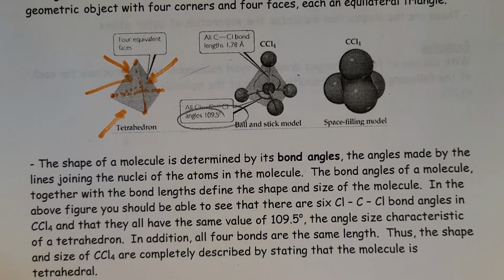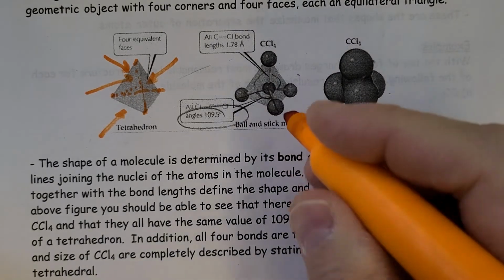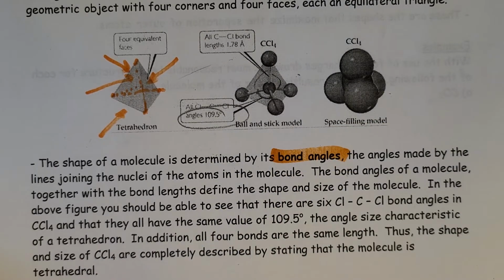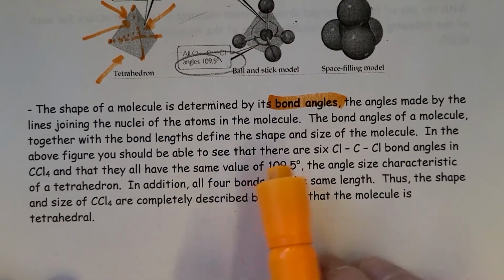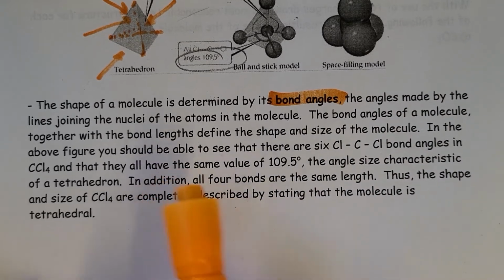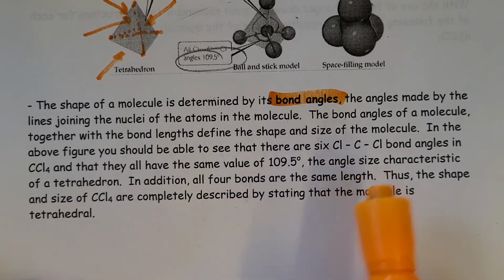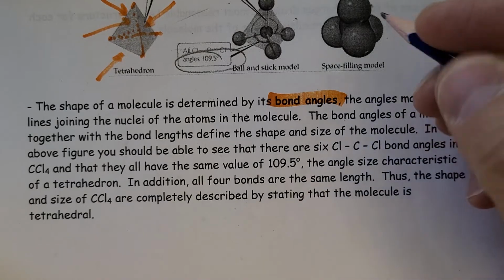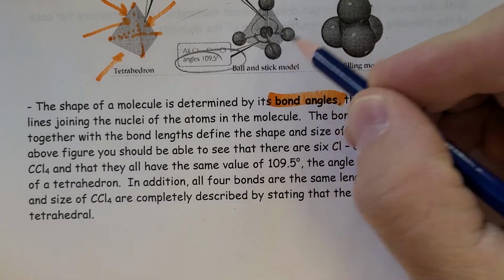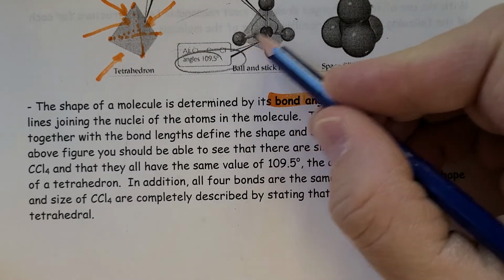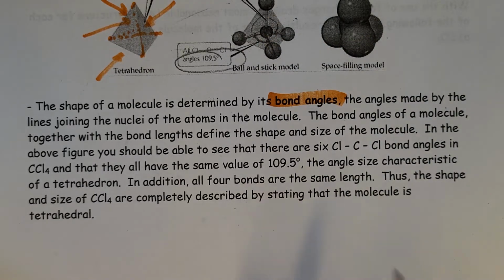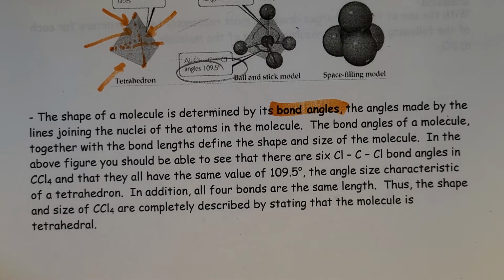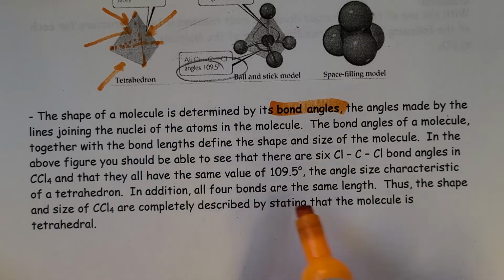The shape of a molecule is determined by its bond angles, so the angles made by the lines joining the nuclei of the atoms in the molecule. The bond angles of a molecule together with the bond lengths define the shape of that molecule. In the above figure, you would see that there are 6 Cl-C-Cl angles, so C being in the middle, joined to the Cl's. There are 6 of them, 1, 2, 3, 4, 5, 6, and they make an angle of 109.5, the angle size characteristic of a tetrahedron. In addition, all 4 bonds are the same length.